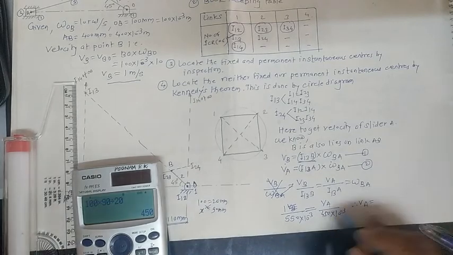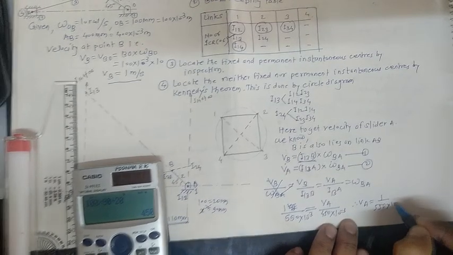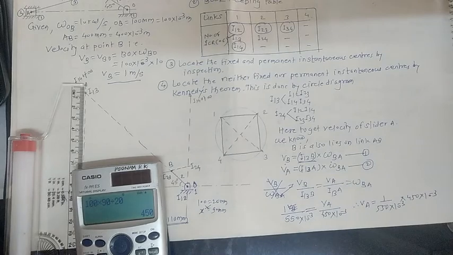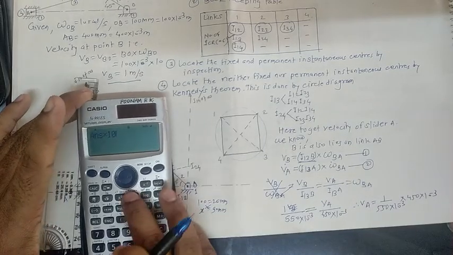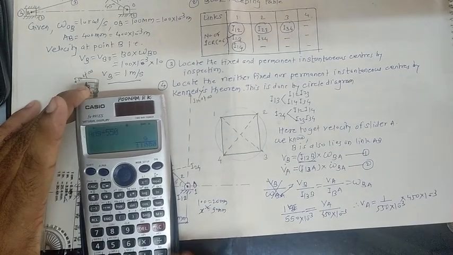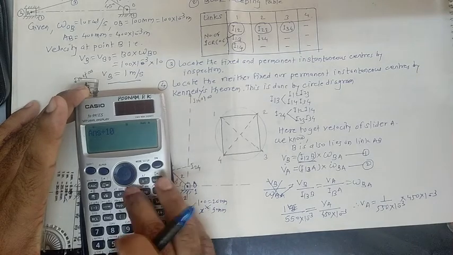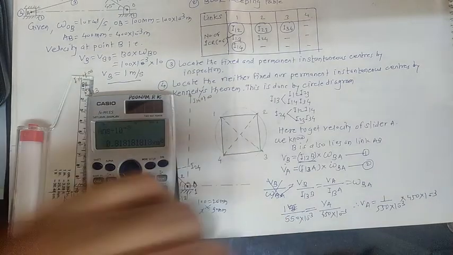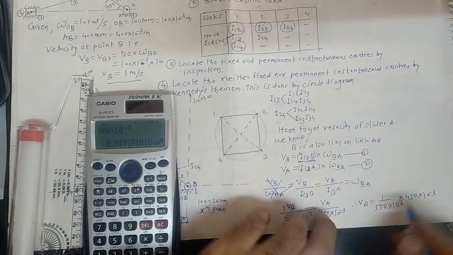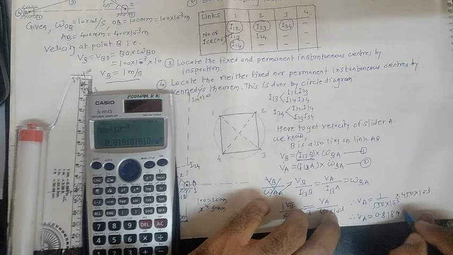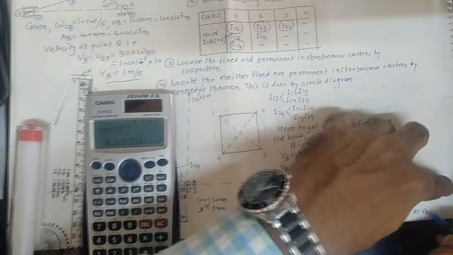Okay, so 450. Just mention here, do the calculations, we can get VA equals, check the value for VA, 1 divided by 550 into 10 raised to minus 3 multiplied by 450 multiplied by 10 raised to minus 3. Okay, so if you do the calculations, we can get the value for the same. Here we can get VA, therefore VA equals 0.818 meter per second, or VA equals 0.82 meter per second. This is the answer for VA.